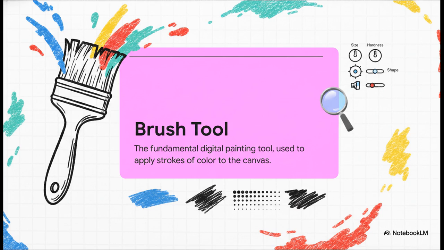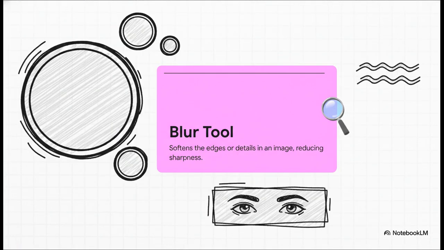The classic brush tool. I mean, this is the cornerstone of all digital art, right? It does exactly what you'd think. It lets you paint strokes of color onto your canvas. But with just endless settings for size, hardness, shape, you name it, it's the number one tool for digital painters and illustrators. And then there's the blur tool.